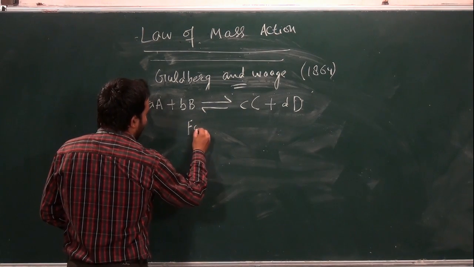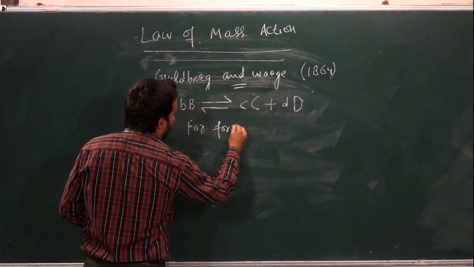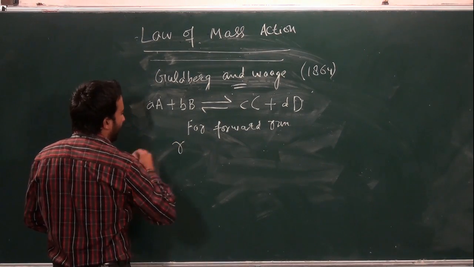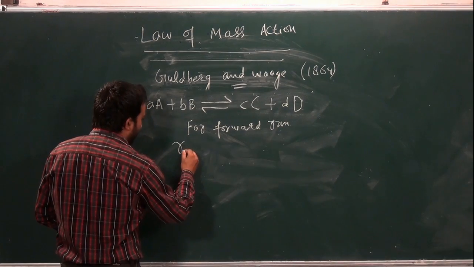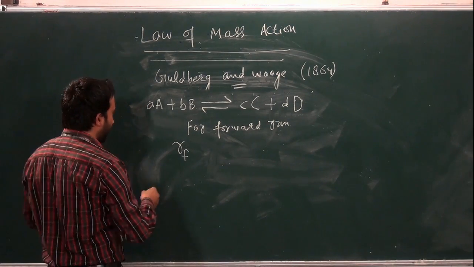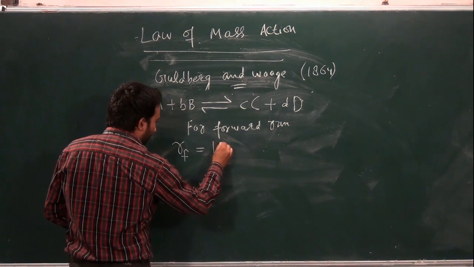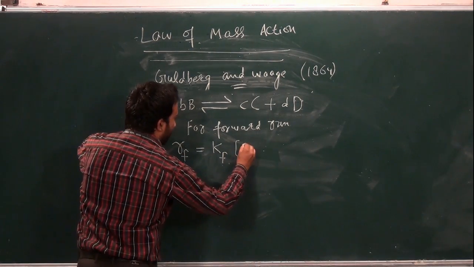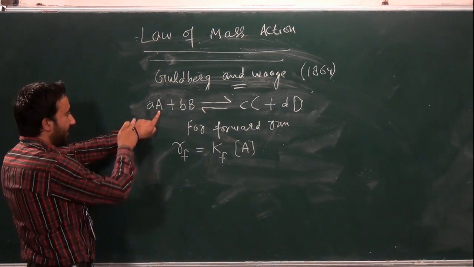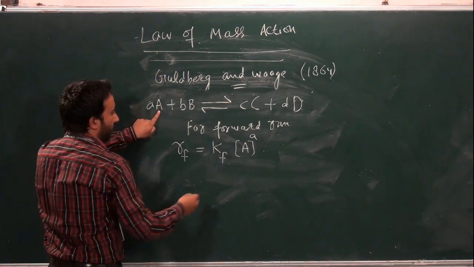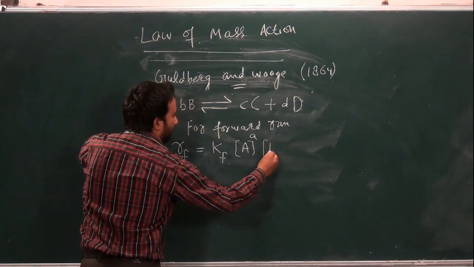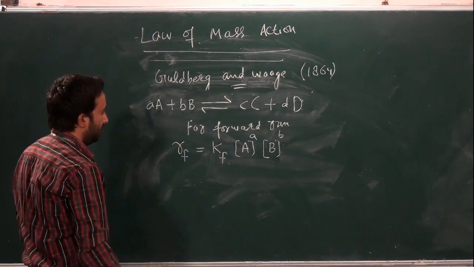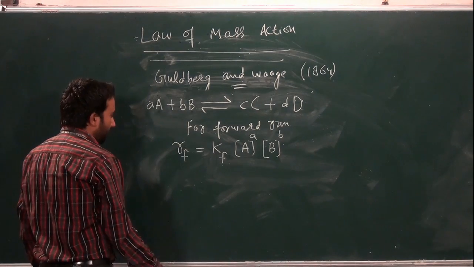For the forward reaction, the rate of forward reaction, RF, will be equal to the rate constant of the forward reaction, KF, times the concentration of this reactant raised to power how many times it is present, into the concentration of the other reactant raised to power how many times it is present, or the stoichiometric coefficient. Call it equation 1.